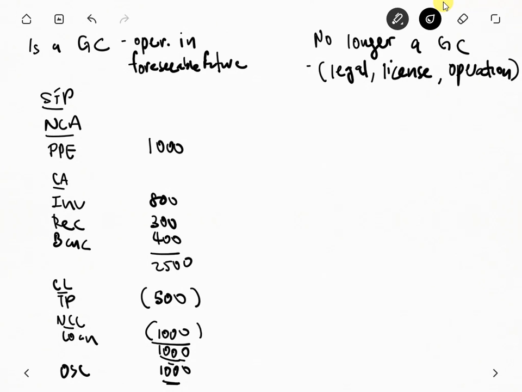If the company is no longer a going concern, it means they are closing down in the foreseeable future. Let's take it as 3 months, can be any month within 12 months. So closing down in 3 months. Same company, same asset and liability. How should I present them? I should present them on a breakup basis. If no longer a going concern, it should be on a breakup or liquidation basis.